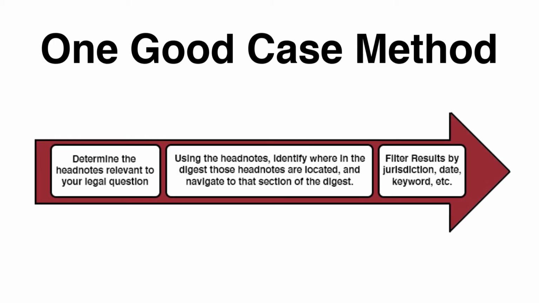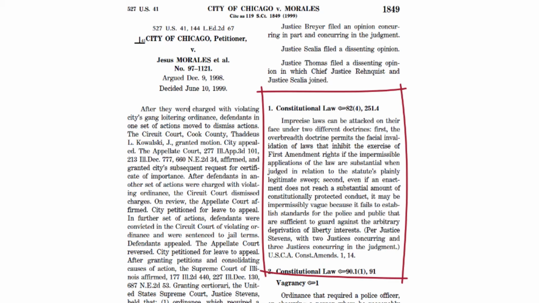In the one good case method, you will determine which headnotes assigned to a case are relevant to your legal question. Then, you'll use those headnotes to identify other cases that are assigned to the same subject. Once you have a set of cases on point, you'll filter those results by jurisdiction, date, or other relevant terms. Before we get started, let's talk about headnotes.